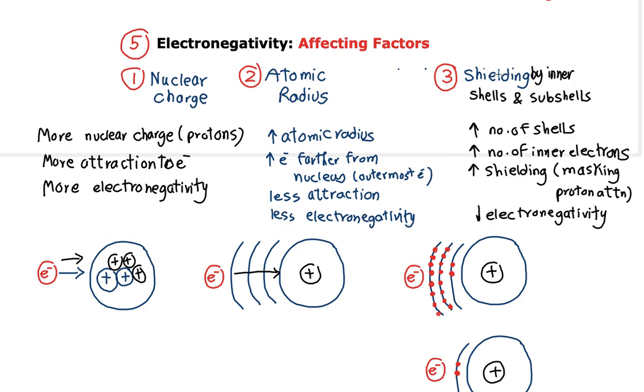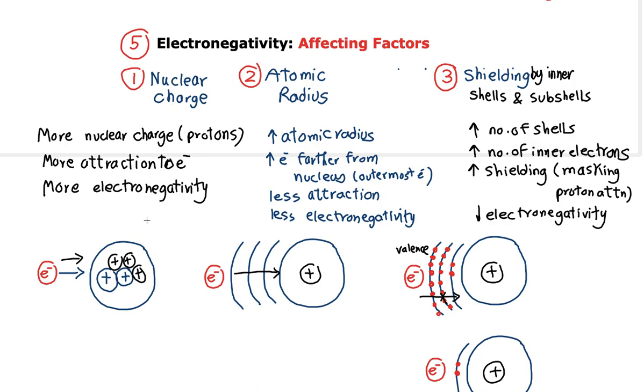The factor number 3 is the shielding. When you have more layers, you will have more inner electrons. This is the valency electron in the outermost shell, and these are the inner electrons in between the nucleus and the valency. So more layers means more shielding, more masking, so the protons cannot attract the electrons anymore. Here there is one layer only, so there is less shielding. If you increase the number of shells, the number of electrons increases, the shielding increases, the attraction to the electrons becomes less, so the electronegativity becomes less.